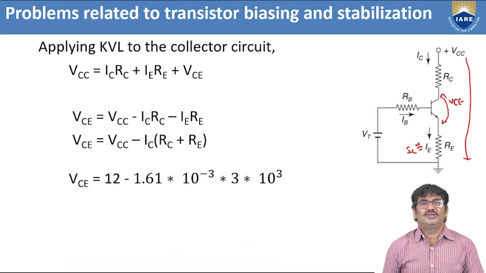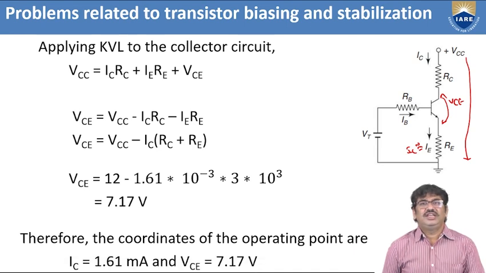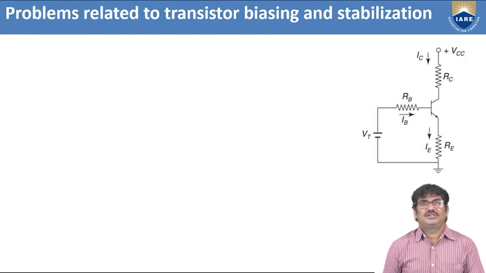Upon substituting the values, we will get VCE is equivalent to 12 minus 1.61 into 10 power minus 3 into RC plus RE, which is equivalent to 3 into 10 power 3, which will give us 7.17 volts. Therefore, the coordinates for the operating point are VCE, IC. So VCE is 7.17 volts and IC is equivalent to 1.61 milliamperes.